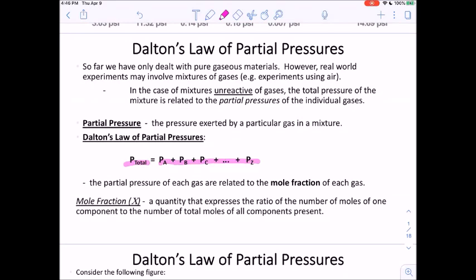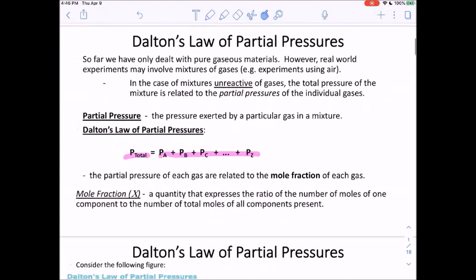Mole fractions, we're going to get into a little bit later in this video, but mole fractions tell us the ratio of the number of moles of one component to the total moles of all components that are present in the container. But again, we'll get into that in more detail later. We're going to focus on the partial pressures law right now.